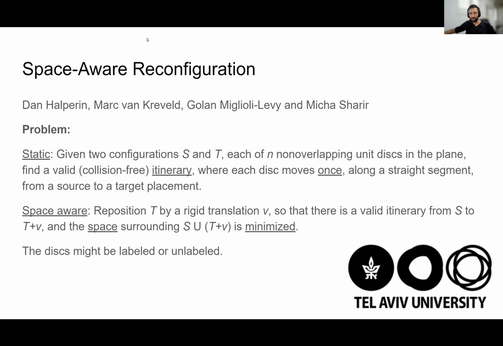In the space-aware variant of the problem, we consider T as a non-static configuration, so we can rigidly translate it somewhere else in the plane. The new position of T, which we denote by T plus V, still yields a valid itinerary from S to T plus V, and the space surrounding both configurations is minimized.